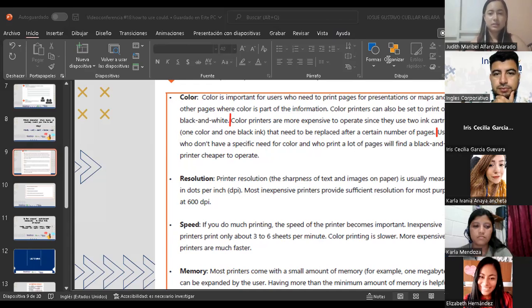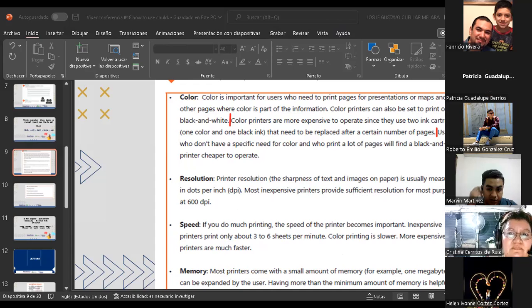Resolution. Printing resolution, the sharpness of the image on paper, usually measured in dots per inch, DPI. And most inexpensive printers provide sufficient, bien raro ese, sufficient. Creo que te quedaste congelado, Marvin, por algún superpoder. Okay, let's see. Okay.